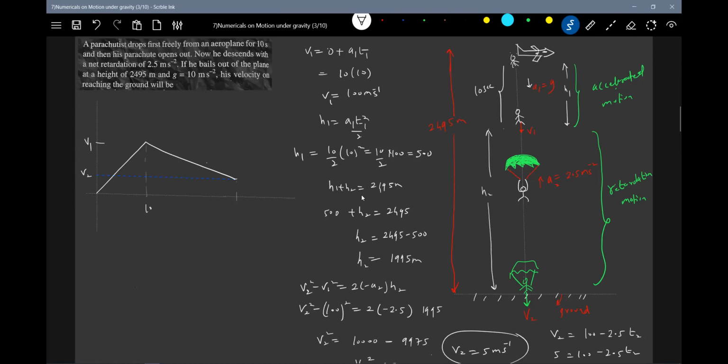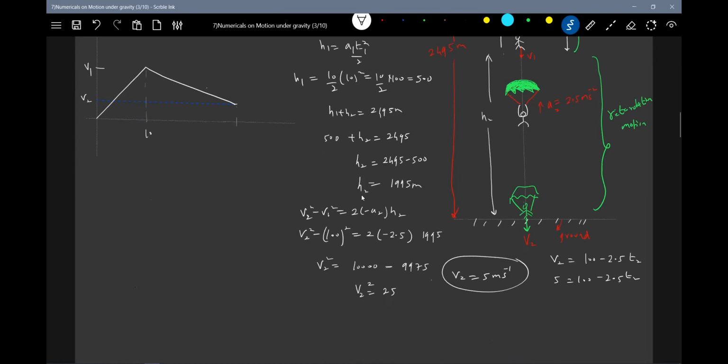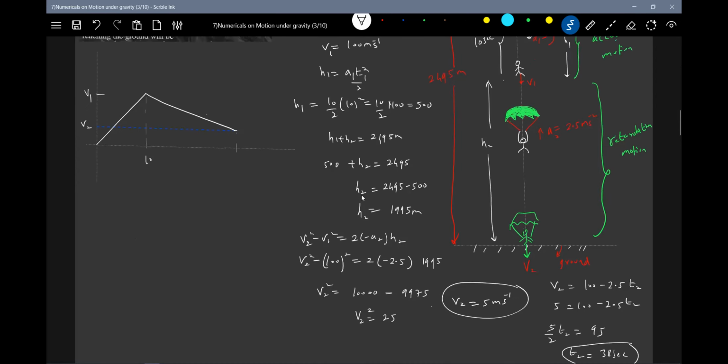So we'll get the time taken for the person with parachute open and how much time will descend here. So this will become 5 by 2 T2 equal to 95. T2 is 19 into 2, that will be 38 seconds. For 38 seconds, it will undergo retardation. So shall we write this? This will be how much? 48.